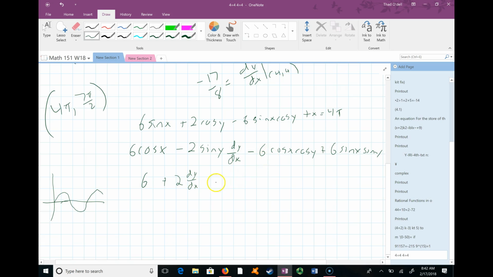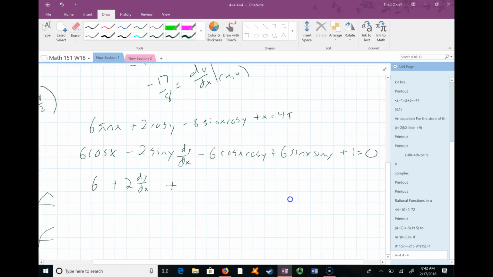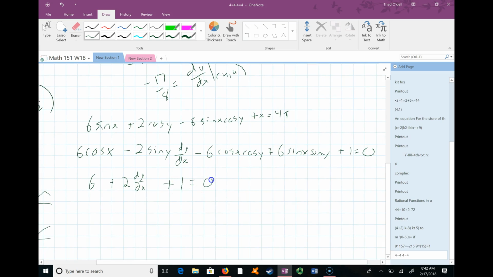And negative 6, that would be negative 6 times cosine x. Well, cosine of 4 pi, we were talking about that's 1, right? Yep. And cosine of y: remember, cosine at any odd multiple of pi over 2 is going to be 0, so that whole thing is gone. That's nice. And then this is going to be plus 6 times sine of x. Well, sine of 4 pi is also 0, so that's gone. And we have a plus 1 equals 0.